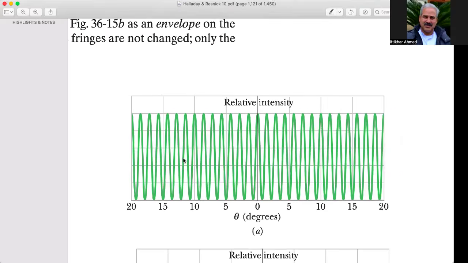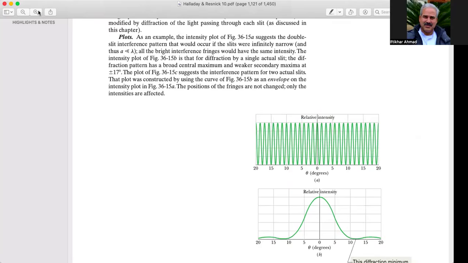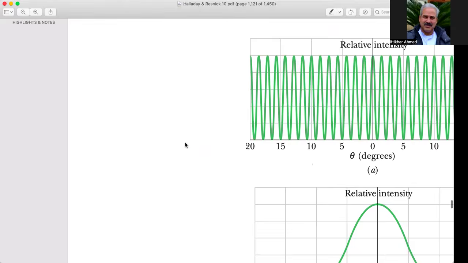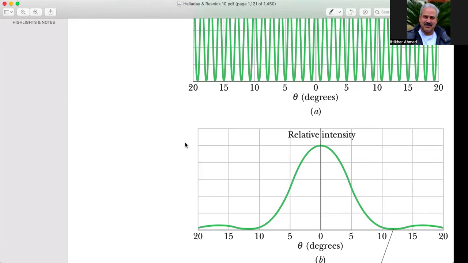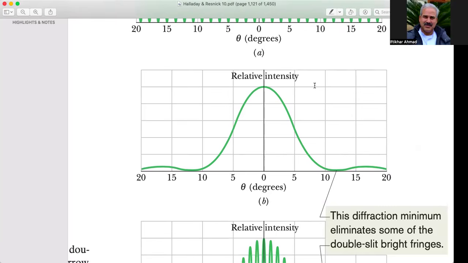Both the slits are comparable to the wavelength, and that's why we see only the interference pattern, because the intensity of each bright fringe is the same. The intensity of each bright fringe is not changing. Now, what happens if we increase the slit size? For example, if the slit size of one is increased, and the slit size of the other is also increased, then from each slit we will get a diffraction like this.